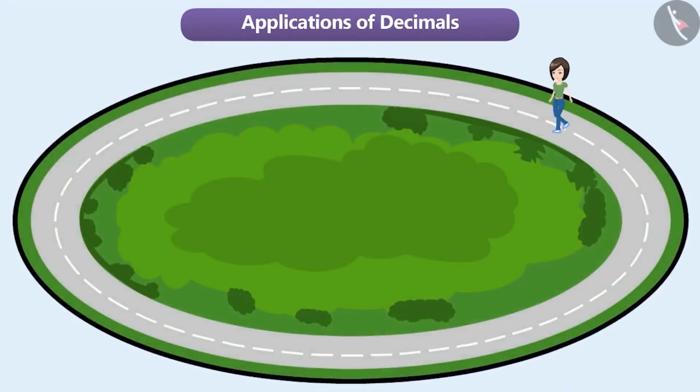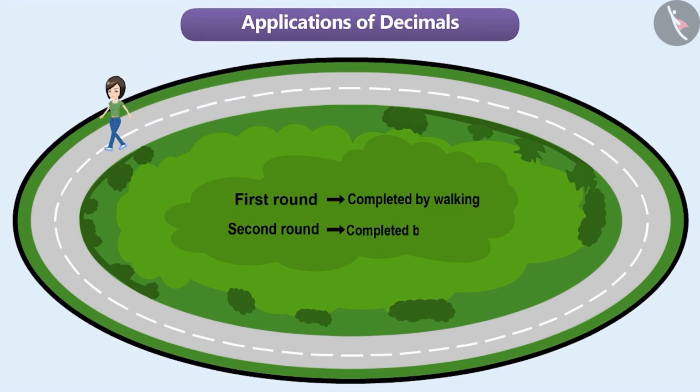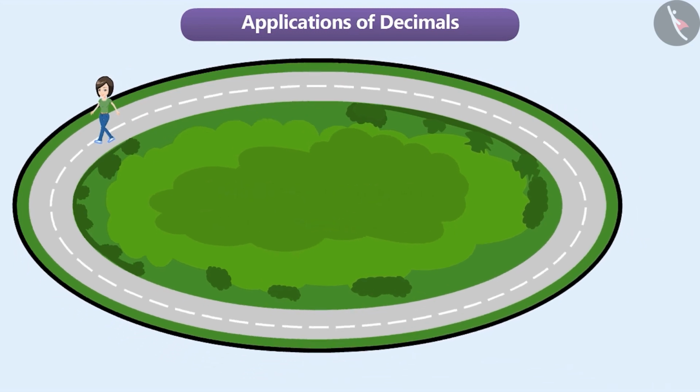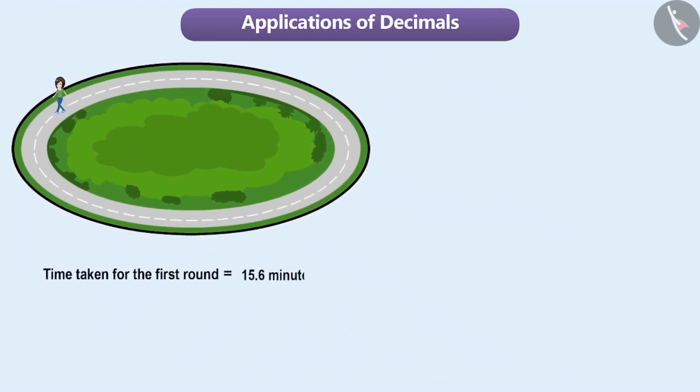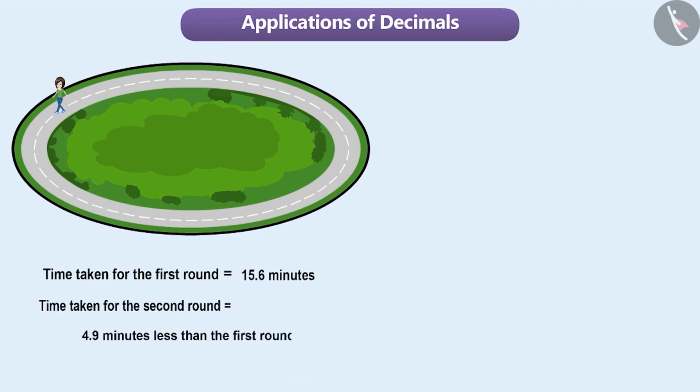Let's look at another example. Manju goes for a walk around a circular path every morning. One day, she made 2 rounds of the circular path. She completed the first round by walking and the second round by running. The first round, if she takes 15.6 minutes, and the second round takes her 4.9 minutes lesser than the first round, then find out the total time she took to complete both rounds.